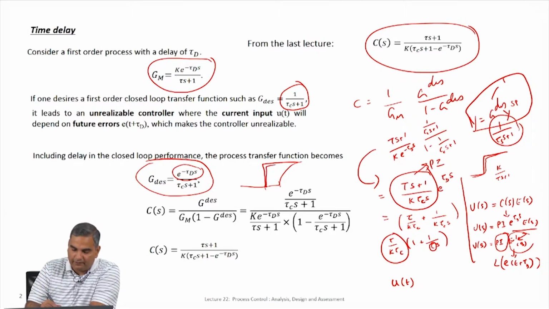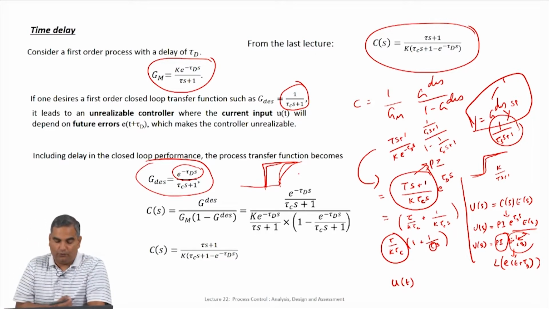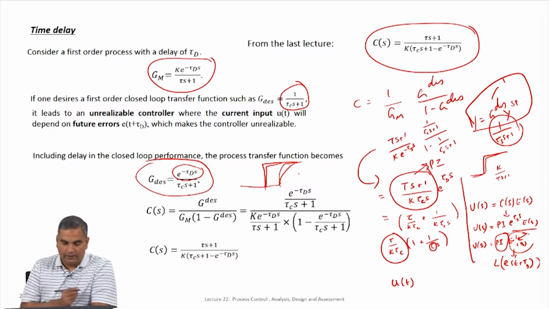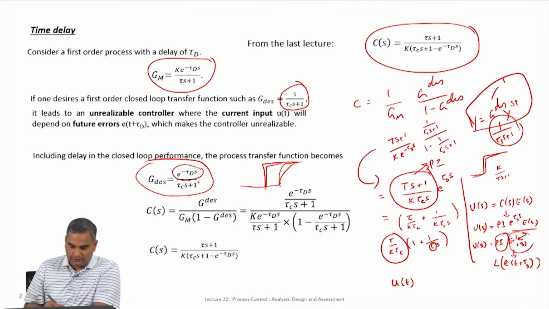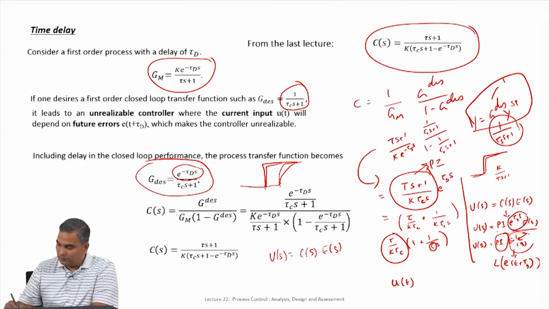Ideally, what I would like is something like this, but what I get is something like this. If tau c is small, I will get it as close as possible to this. But here again, this will just be shifted by tau d, which is something you do not want, but there is no way around it. So, you say let me lose that performance. The consequence of that choice is that when you actually compute these Cs, you get G desired by Gm times 1 minus G desired. When I plug in all of this, now you notice that I have Cs is this. So, if I do Us is Cs times Es, here I had this e power tau ds and a PI.